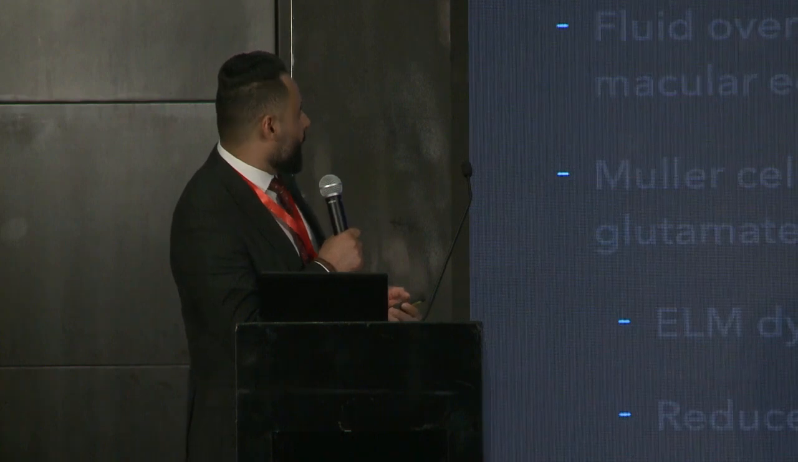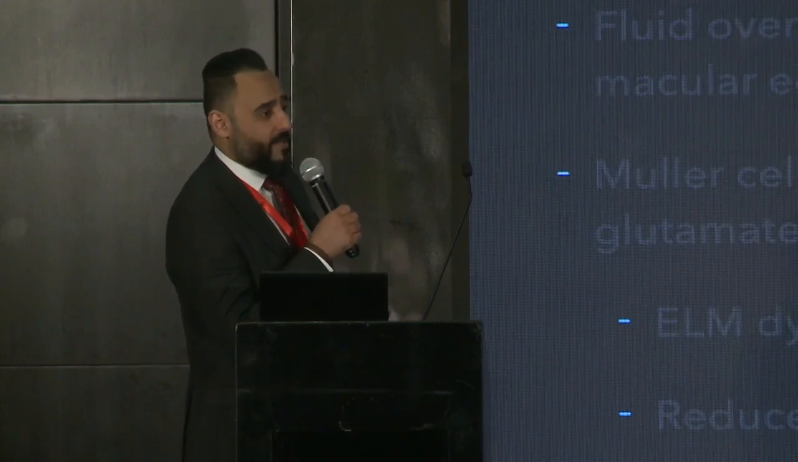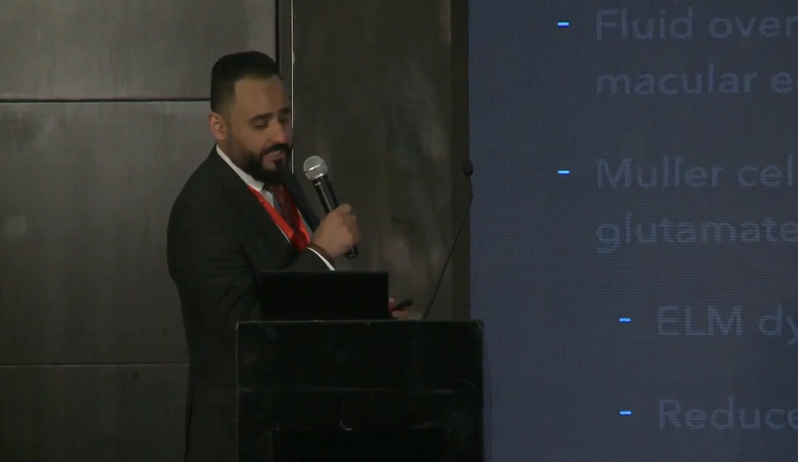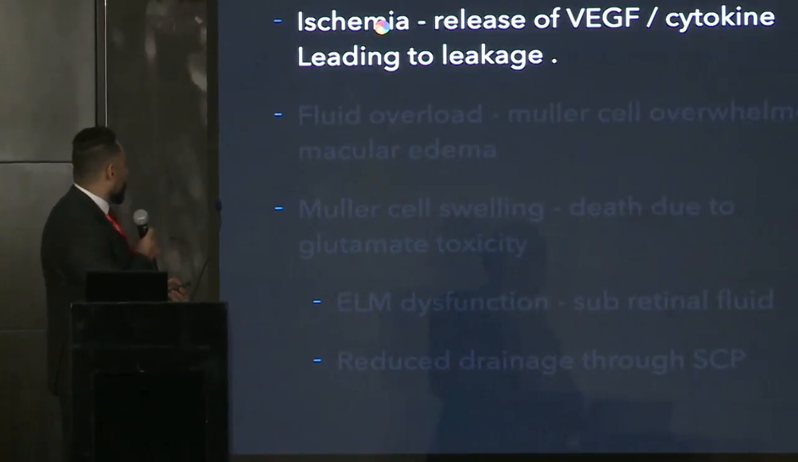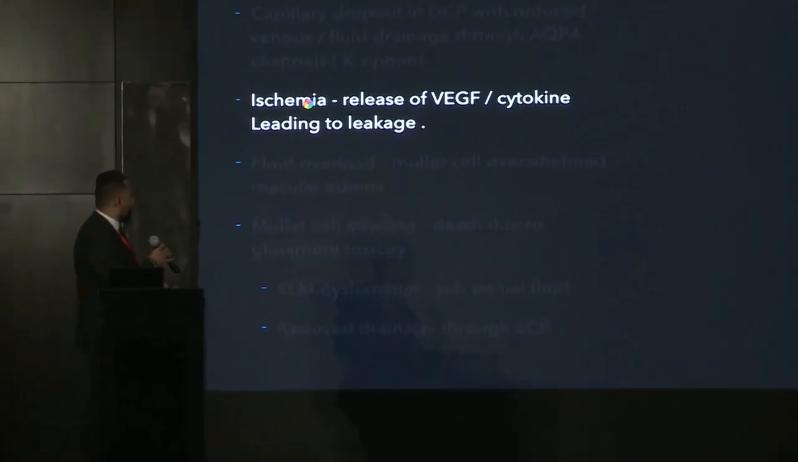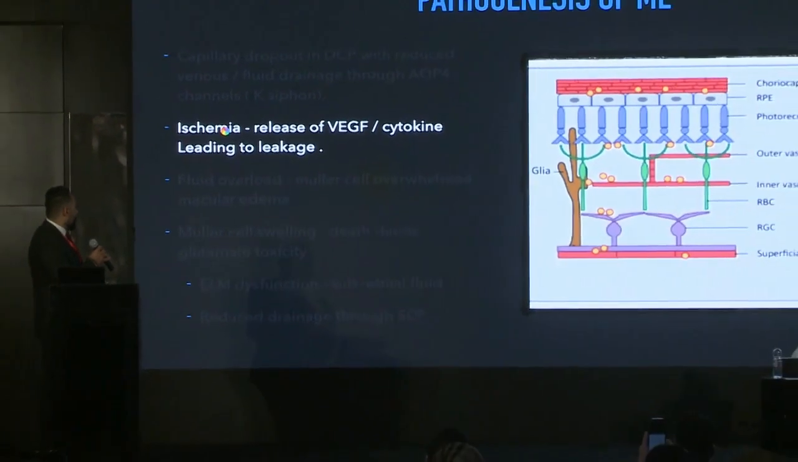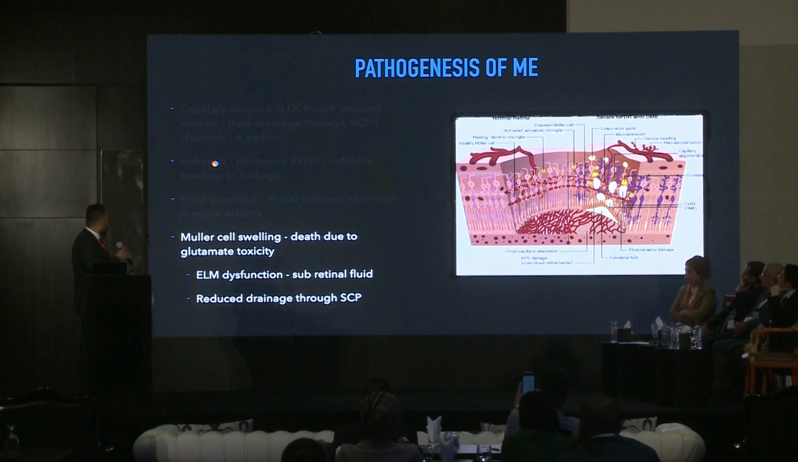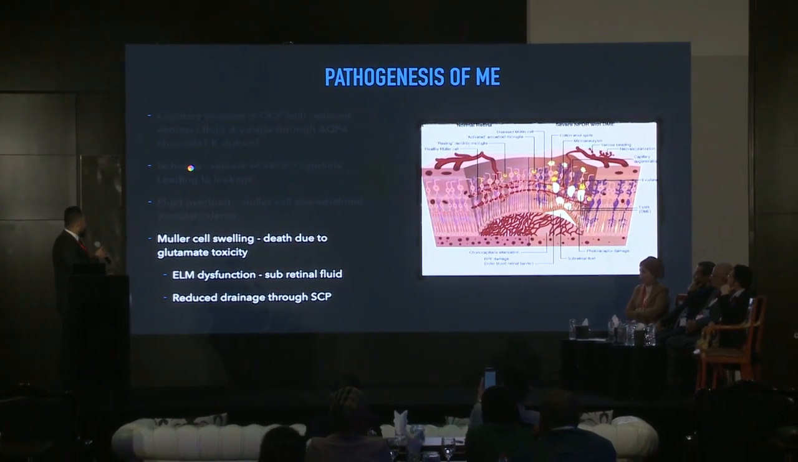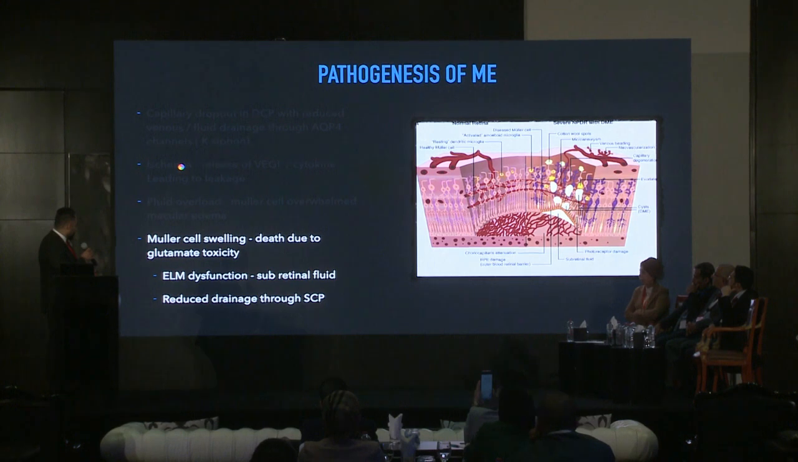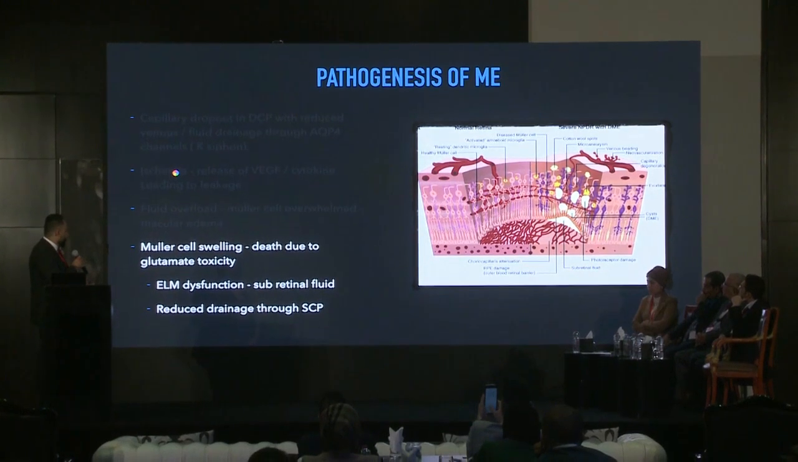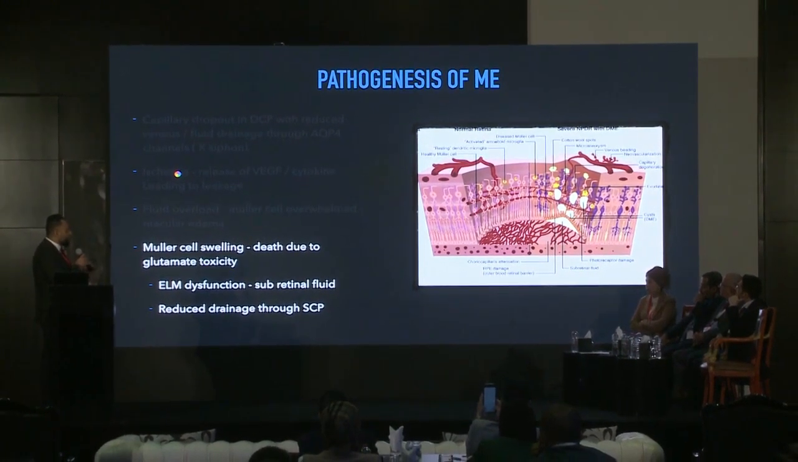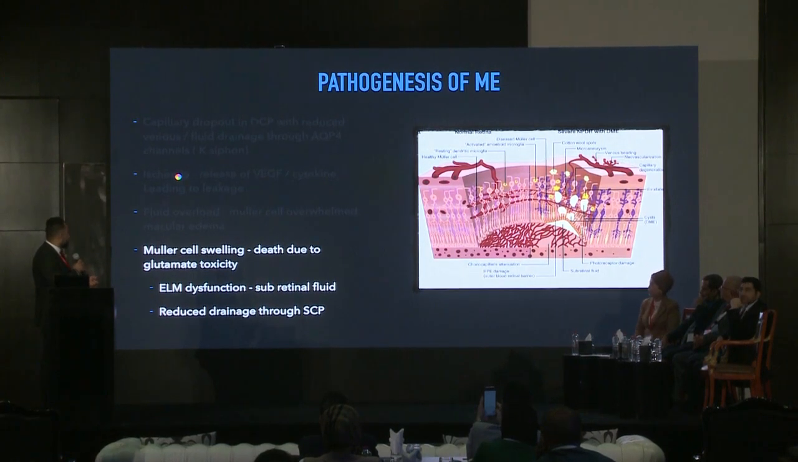The pathogenesis of macular edema. We have to know that the main pathogenesis of macular edema is the capillary dropout in the deep capillary plexus that leads to reduced venous and fluid drainage. After that, ischemia and release of VEGF and cytokines lead to leakage, followed by fluid overload, Müller cell overwhelm, and Müller cell swelling and death due to glutamate toxicity. After that, we will have external membrane dysfunction, and this leads to subretinal fluid and reduced drainage through the superficial capillary plexus. So the main pathology started in the deep capillary plexus.